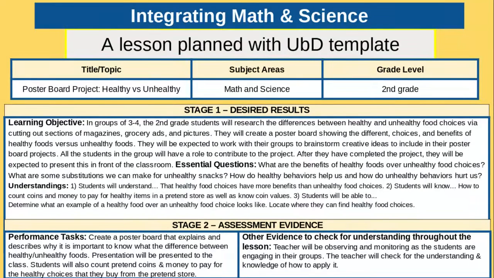On the performance task, they're going to create the poster board that explains and describes these things and why it's important to know the difference between the healthy versus unhealthy choices. And they'll present that to the class. And this is where we'll be able to see their comprehension and how they can explain and describe it. And we also want them to know their coin value and be able to count coins and money to pay for those healthy choices in the pretend store.